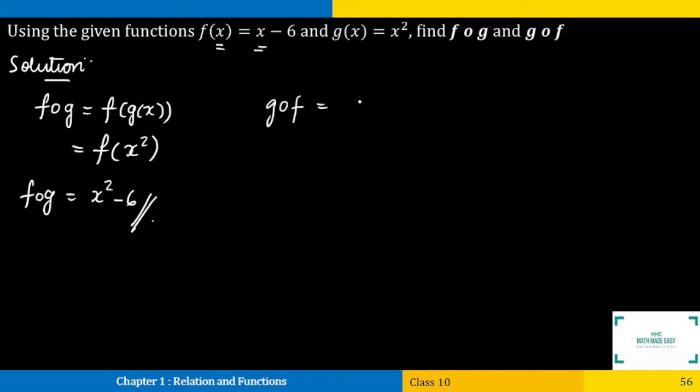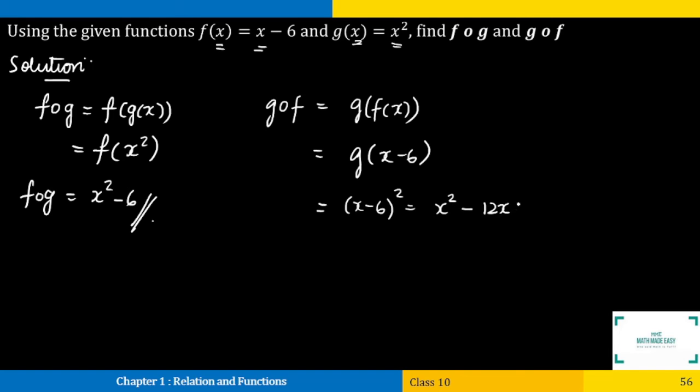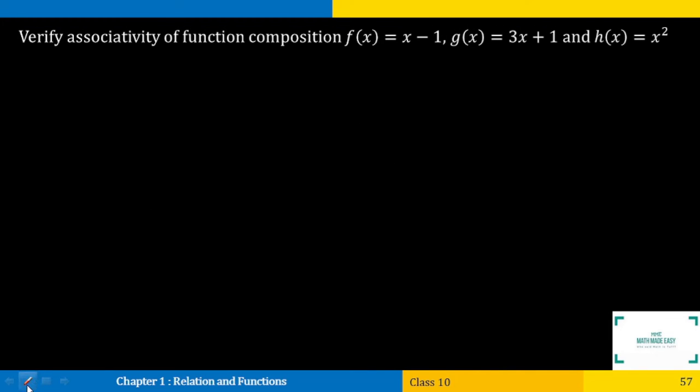So g compo f means g of f of x, and f of x is x minus 6, right? Now instead of x you put x minus 6, the whole square, which is basically x square minus 12x plus 36. If you know the identity a minus b the whole square, you'll be able to solve this. And note that g compo f and f compo g are not the same here, so it's not always commutative, and hence the proof. And let's verify the associativity and then we'll wind up the video.